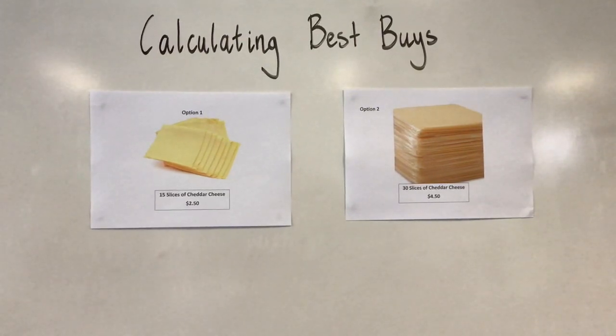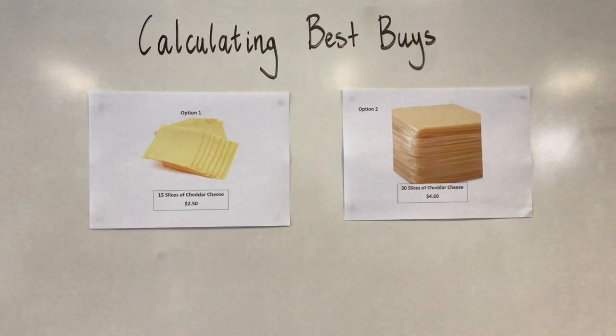We're looking at cheddar cheese, and in option 1 we have 15 slices of cheddar cheese for $2.50. In option 2 we have 30 slices for $4.50. Which one of these is a better option? So what we need to do is use our mathematical thinking to figure out which one is cheaper. You want to get the unit the same, the quantity. So in option 1 we've got 15, in option 2 we have 30. We need to get that the same. So what can we do to do this?